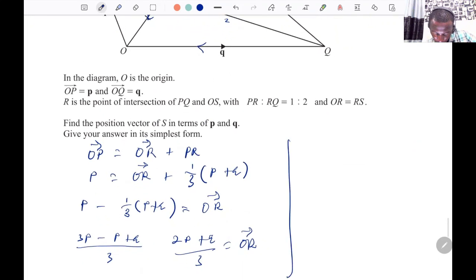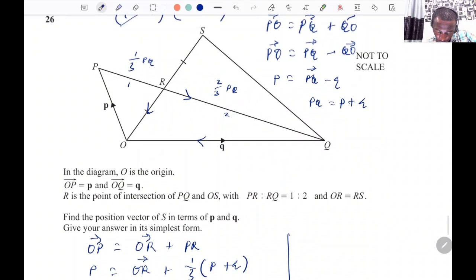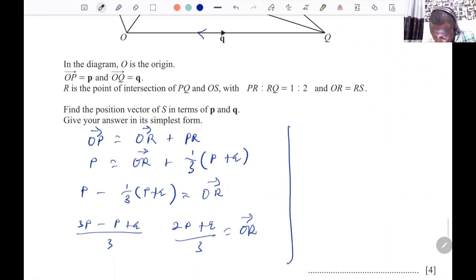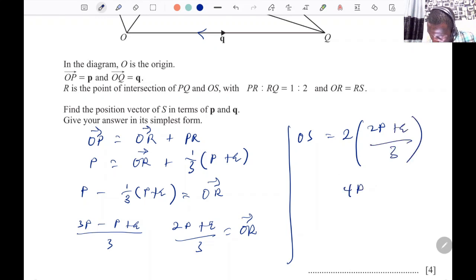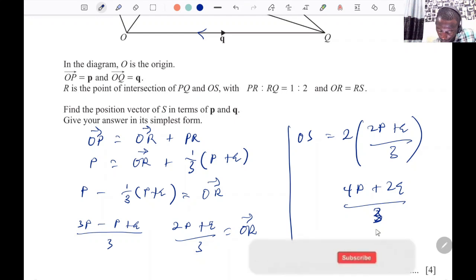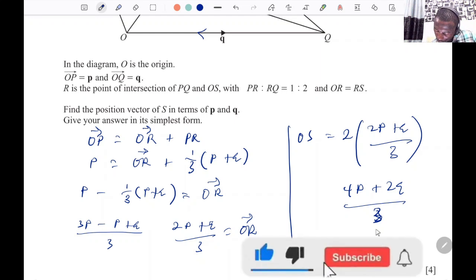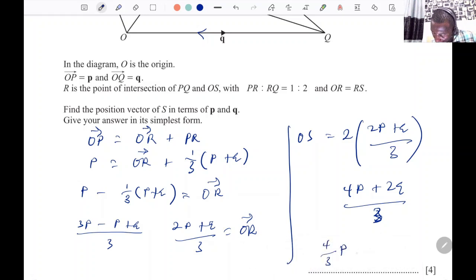Now, since I'm looking for OS, it means I'm multiplying by 2. So my OS will become equal to 2 in bracket 2P plus Q all over 3, which will give me 4P plus 2Q all over 3. I think that should be the answer. This is actually very simple, it's just simple calculation. We can split them: 4 over 3 P plus 2 over 3 Q. That will give us the answer.